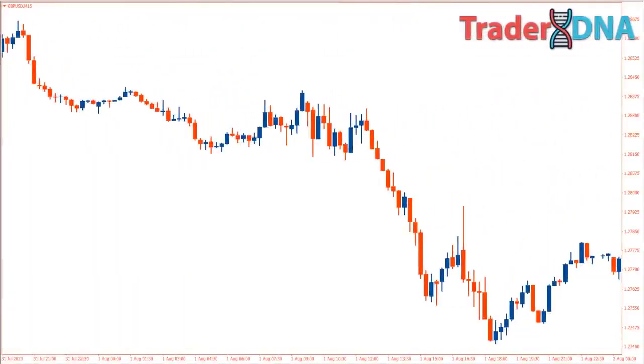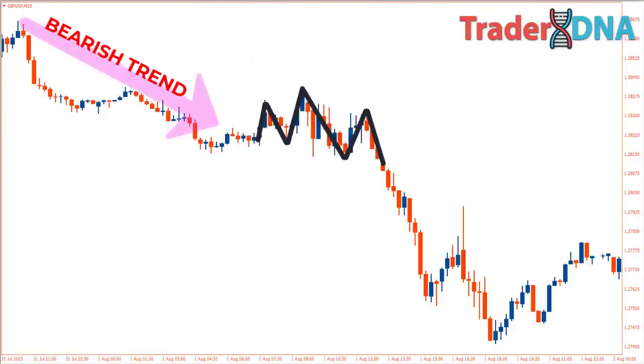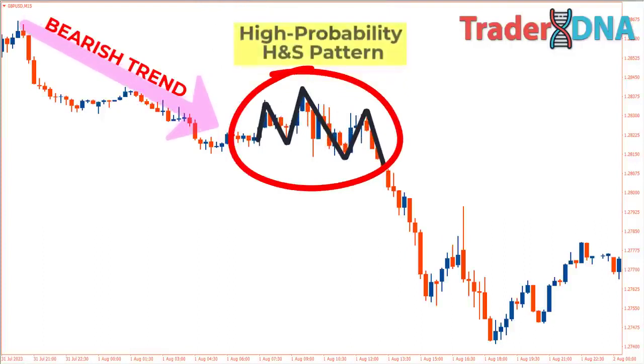At first glance, it might not seem special, but when you look at it through the lens of technical analysis, you can see a clear bearish trend. Then, a unique head and shoulders pattern forms. It's not your typical head and shoulders pattern, it's a special one. When you come across this pattern, you're presented with a golden opportunity to profit from the market.